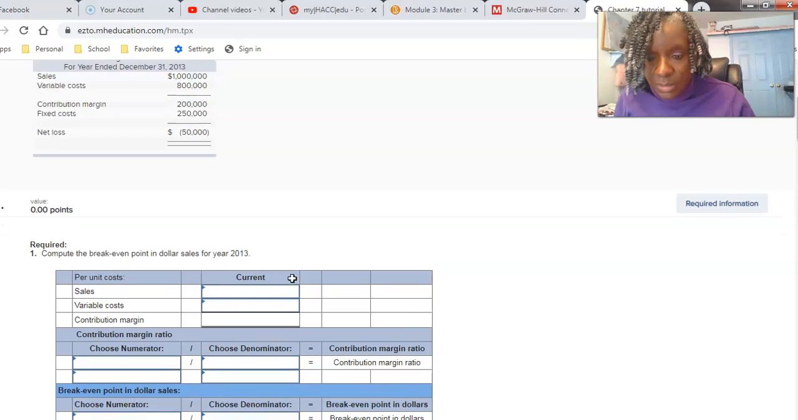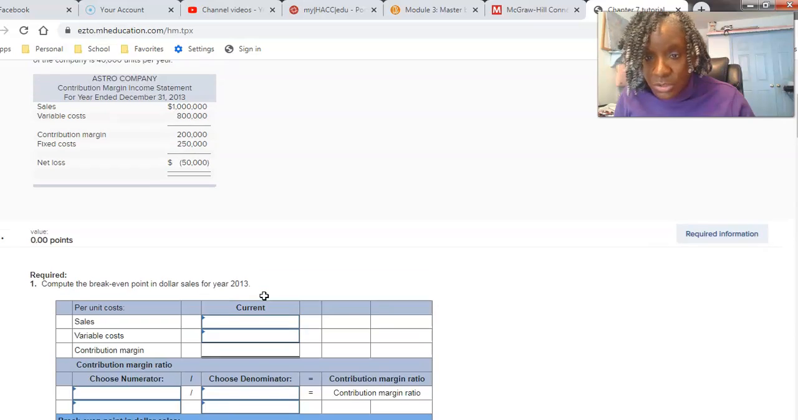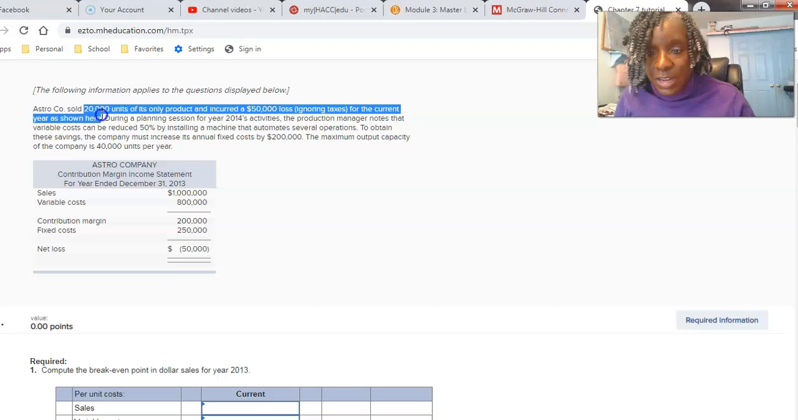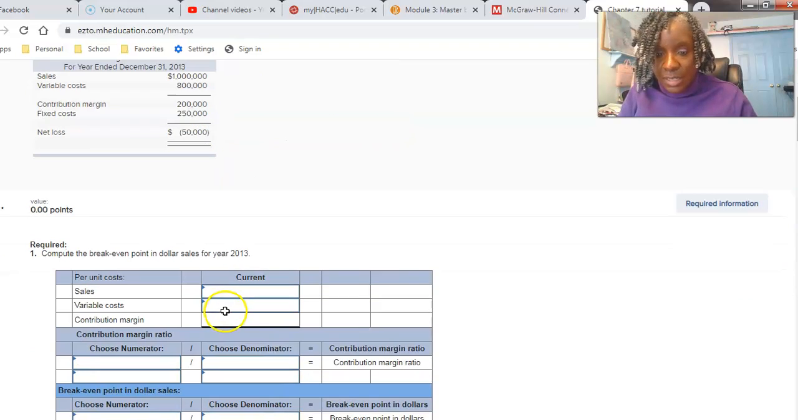Okay, so let's put the numbers in. Our sales per unit is going to be calculated using the $1 million, which is right here. And what are we going to divide that by? Can anybody tell me? You guessed it. Absolutely right. You're going to divide it by the 20,000 units. So I'm going to take my calculator, and I'm going to take 1 million and divide it by the 20,000. I get 50. So I'm going to put 50 here.